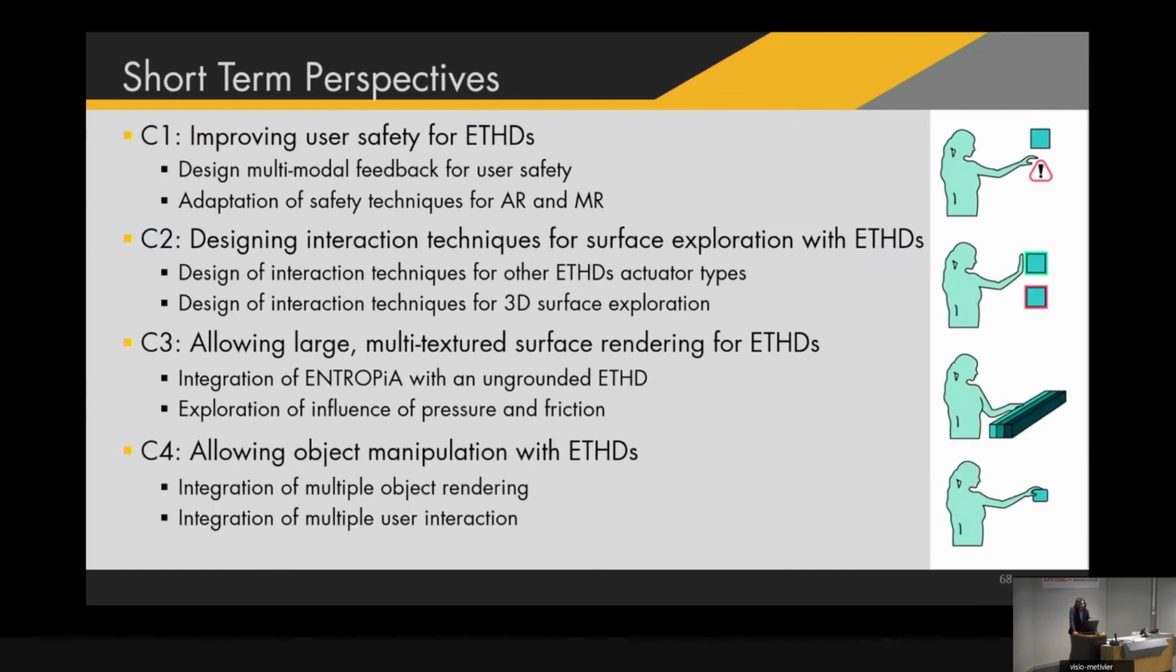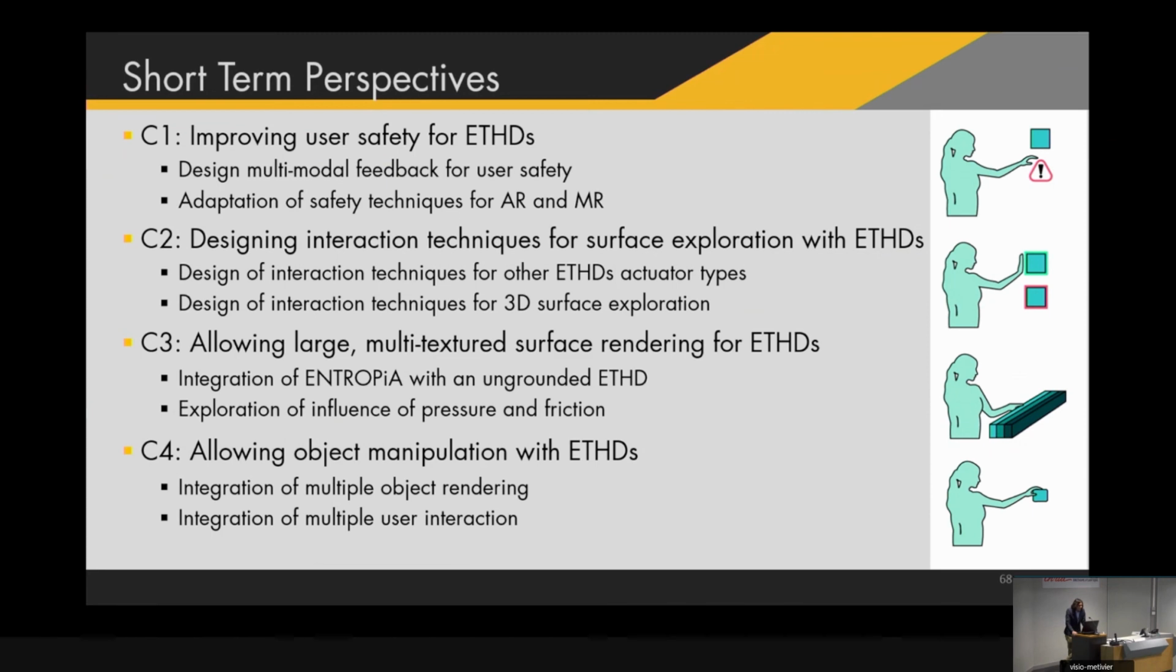As short-term perspectives, we can say that we can improve, for instance, we can create multimodal feedback for user safety. We can provide auditive feedback or haptic feedback for telling the users that the robot is actually close to them. And we can adapt our safety techniques for other types of displays, such as augmented reality and mixed reality displays.